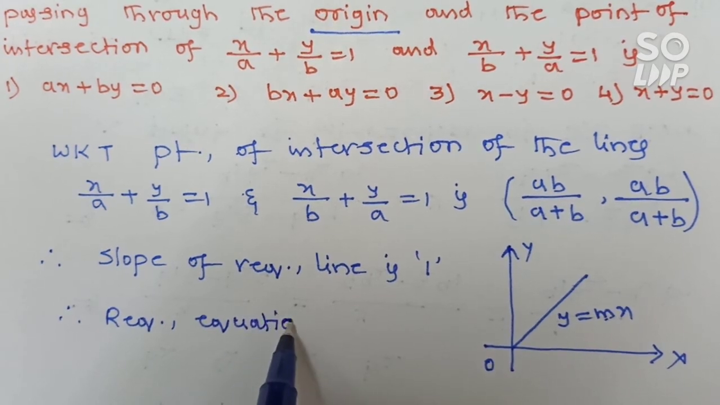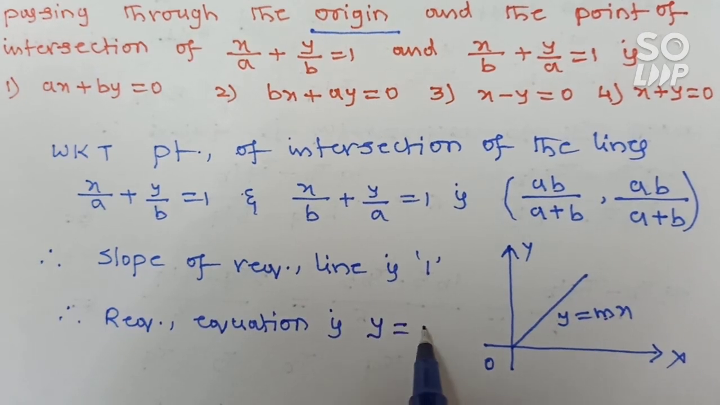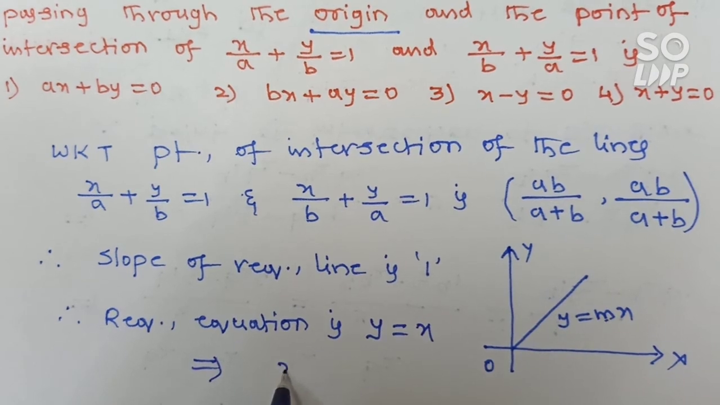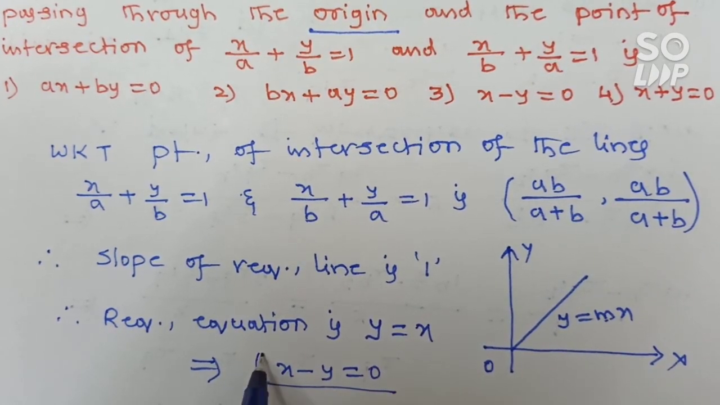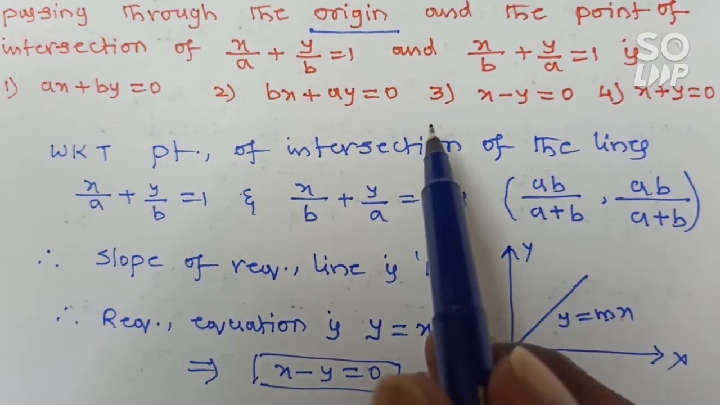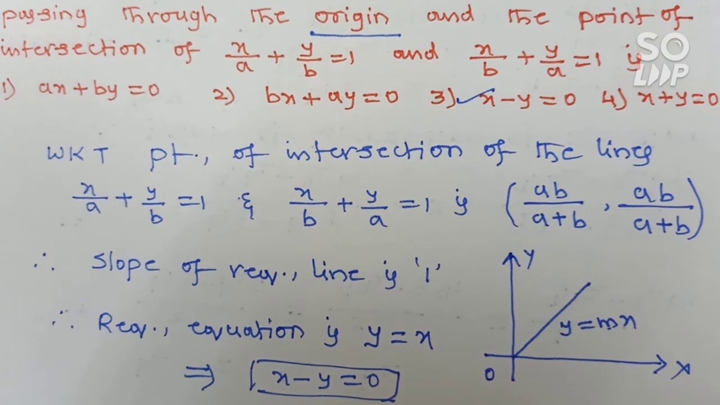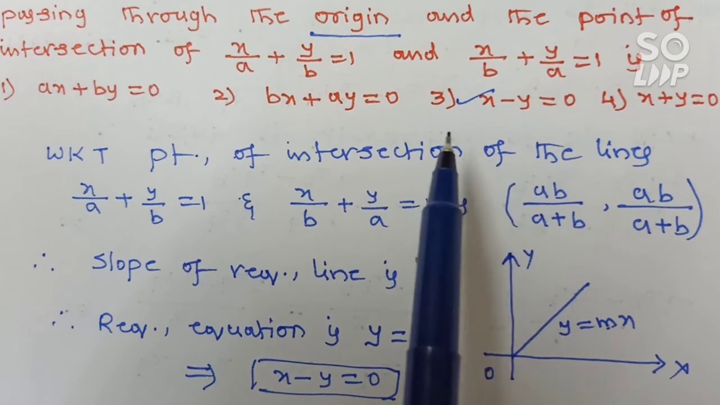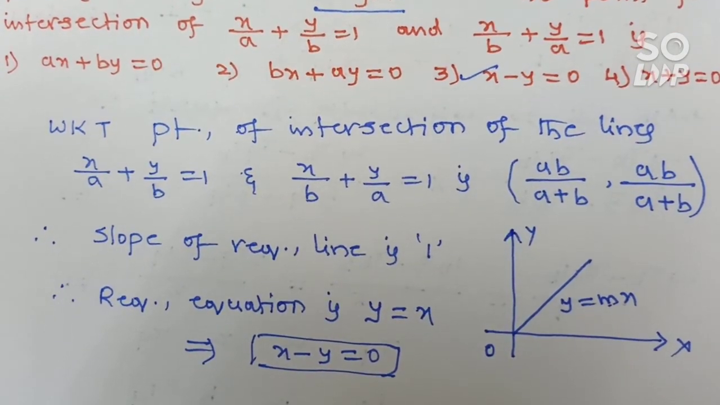Therefore the required equation is y is equal to 1 into x. That implies x minus y is equal to 0. So what is your correct option? The correct option is the third option. So the equation of the line passing through the origin and the point of intersection of these two lines is x minus y is equal to 0. Okay, right, now we will see the next question.